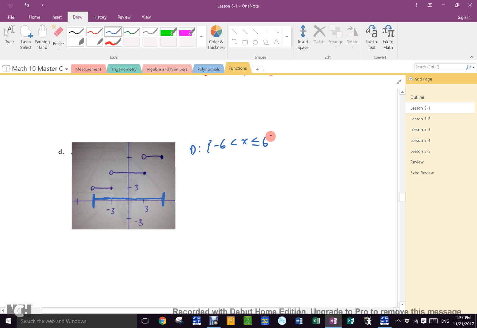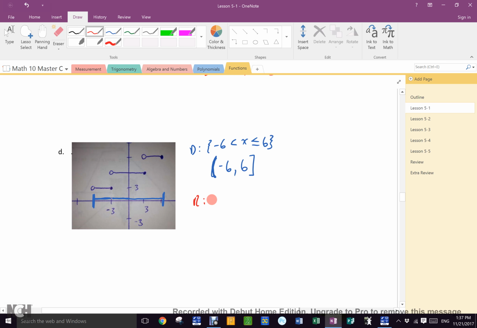Equal to 6. Squiggly brackets. Can I write that as an interval? What is it? Regular bracket, negative 6, and then square bracket. Is everybody good? Okay. Now let's look at the range.